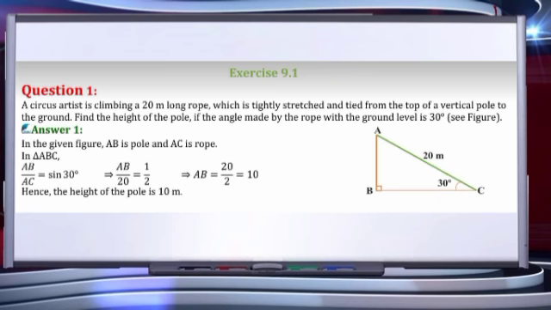So what we need to find? We need to find the height of the pole. So here hypotenuse is given to us, one angle is given to us, and we need to find perpendicular. So we know that with the use of hypotenuse and perpendicular, we will get the T ratio sine theta. So hence sine theta will be equal to perpendicular upon hypotenuse. We will substitute the values, that is AB over 20 and sine 30 is 1 by 2. So on comparing the values, we will get AB as 10. Hence the height of the pole is 10 meters.